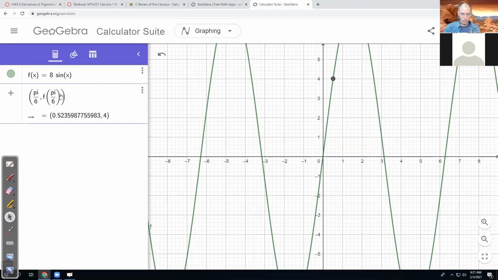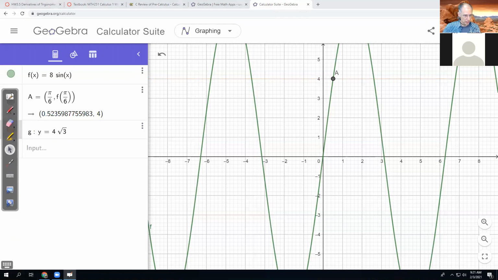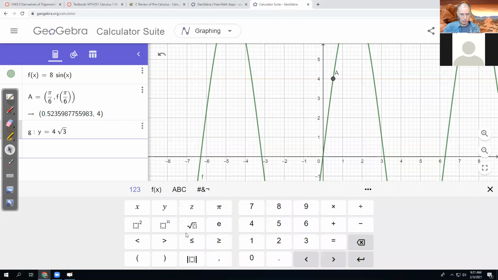Good. All right, so there's my point right there. Now I'm going to test my tangent line. I think my tangent line is y equals 4 square root of 3, and again, GeoGebra in the bottom has a calculator button where you can get square roots and stuff, times x. And then what was next? Minus 2 square root 3 times pi plus 4.